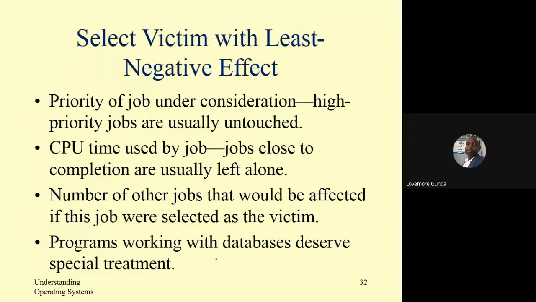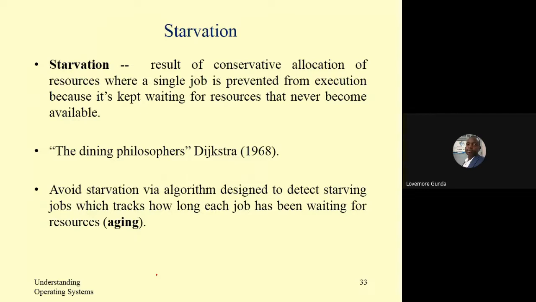Right? So consider the number of other jobs that would be affected if this job was selected as a victim. That's what I'm talking about. Job A is running, and job B or C depends on job A. It would be unwise to stop job A, because when you stop A, you've also stopped B and C. And also programs that are working with the database deserve special treatment. So this is the issue of prioritization of jobs or processes. Right, so that's all about deadlocks.